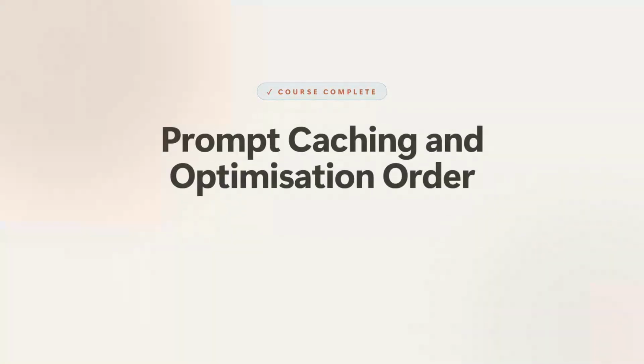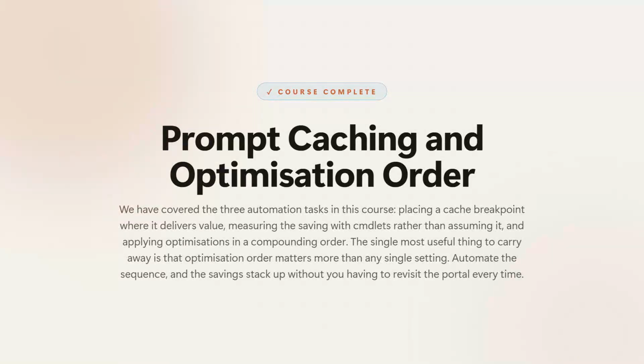We have covered the 3 automation tasks in this course: placing a cache breakpoint where it delivers value, measuring the saving with cumulets rather than assuming it, and applying optimizations in a compounding order. The single most useful thing to carry away is that optimization order matters more than any single setting. Automate the sequence, and the savings stack up without you having to revisit the portal every time.